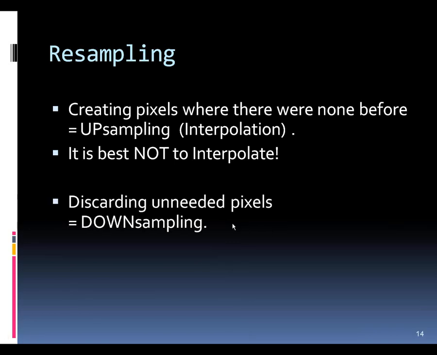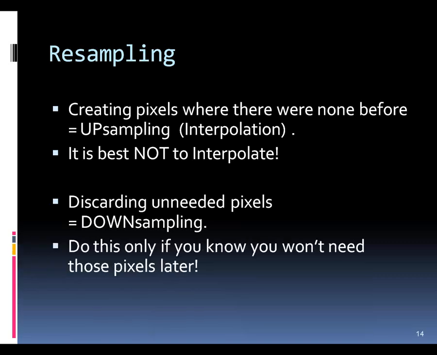Okay, the opposite of upsampling, or interpolation, is downsampling. And that's discarding unneeded pixels. Like say you've taken a picture with your 14 megapixel camera and you just don't need that many pixels. You can downsample it, sure, not a problem, but do it only if you know you won't need those pixels later.